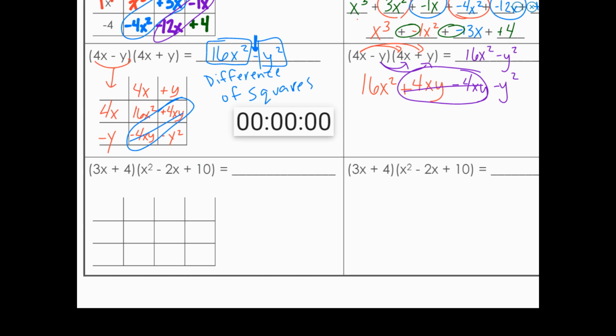So this next problem. Set it up and work it out. I'm gonna give you 2 more minutes for this one too.